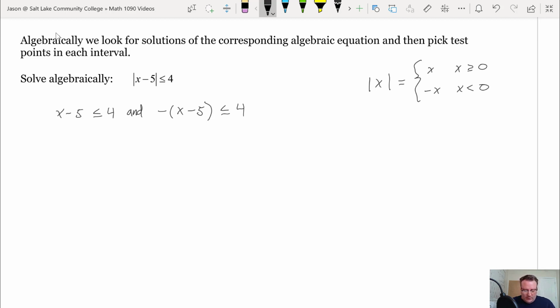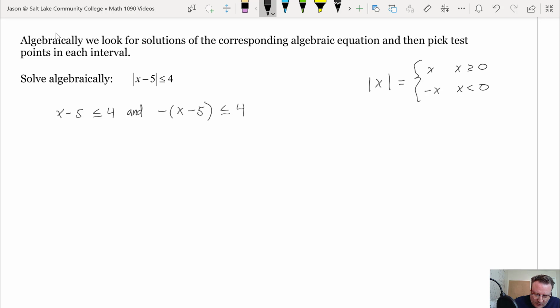So the point is I've translated this inequality involving an absolute value into what we call a compound inequality. I'm going to show you a shortcut way to do this in just a moment. This is really the long way of doing it, but I think it's good to see both. So I'm just going to solve both inequalities now and then see what I get.